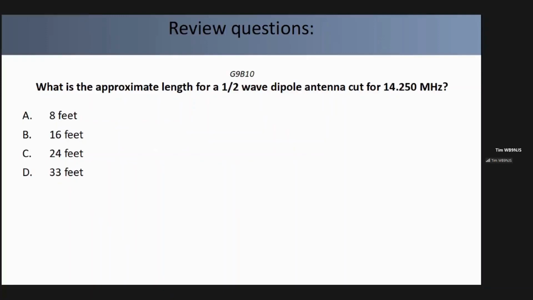Okay, what's the approximate length of a half-wave dipole cut to 14.250 megahertz? Well, let's see, 468. I think that's the number, divided by the frequency in megahertz. I just know off the top of my head, that's a 20-meter dipole, and they're really handy. They're only about 33 feet long. So half wave, 468.